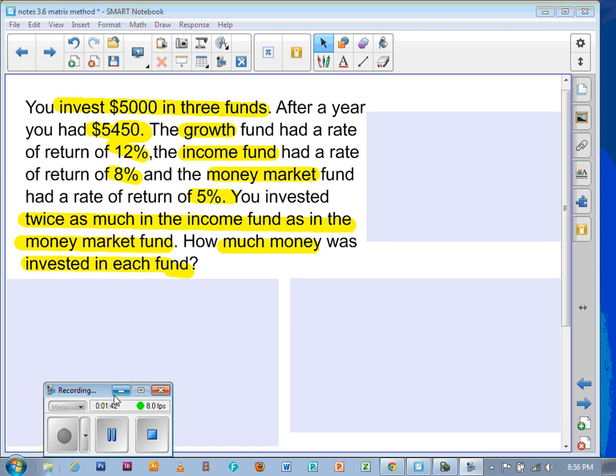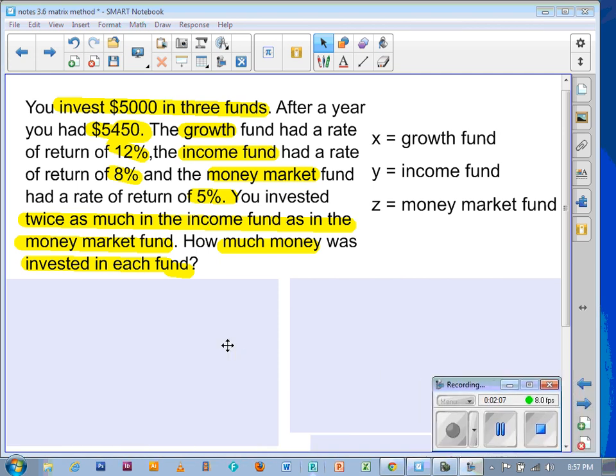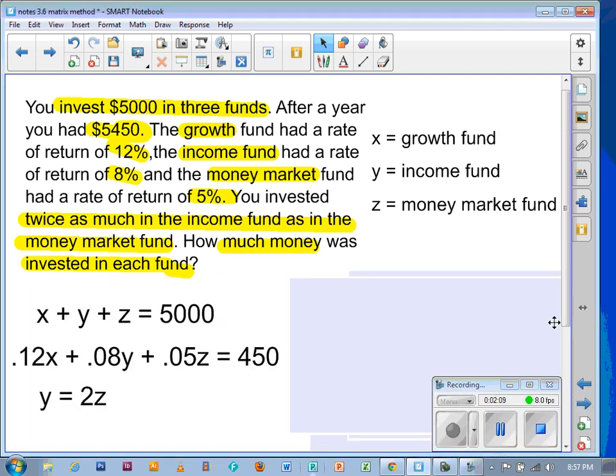So the first thing you better do is identify variables. And I've already done this. If you take a look here, this is how we identify the three variables that we're trying to find. We're going to let X be the growth fund, Y be the income fund, Z be the money market fund, and we're going to create a system with all these conditions. Here's the system that I created, located in the lower left, and we'll explain.